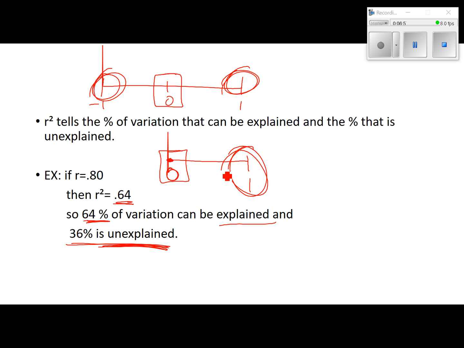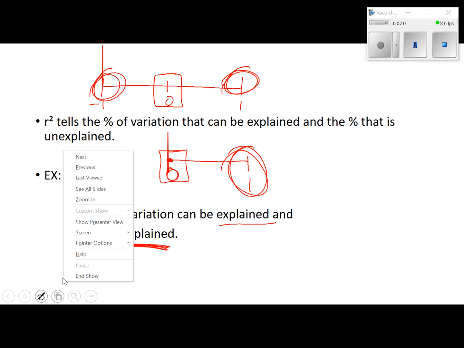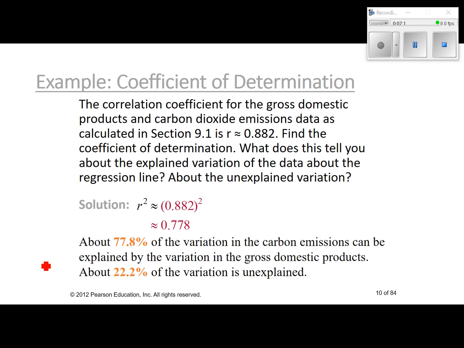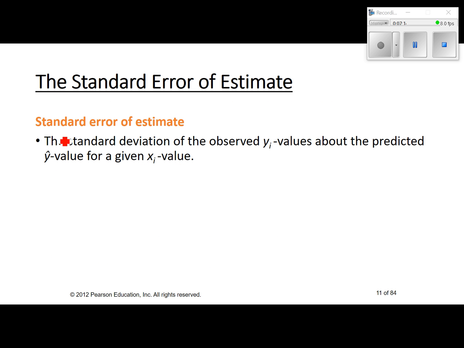That means our X and our Y, or whatever our two variables are, are more closely related, and we can make better predictions. We did this example, I'm going to skip over it real quick.